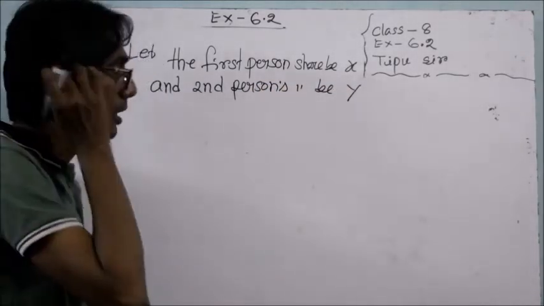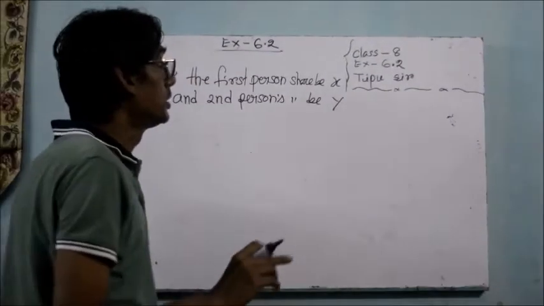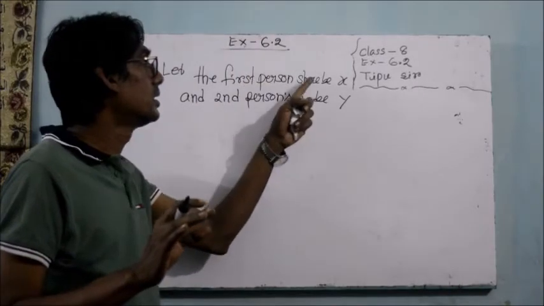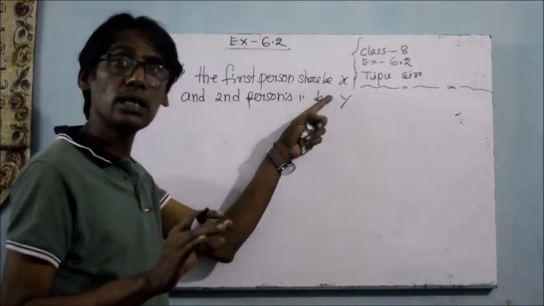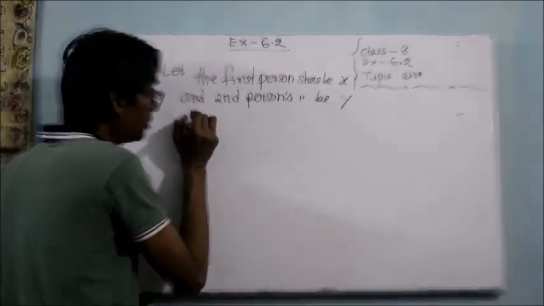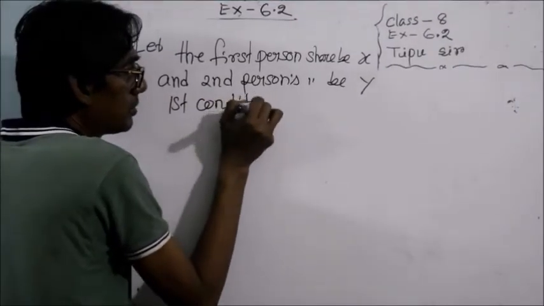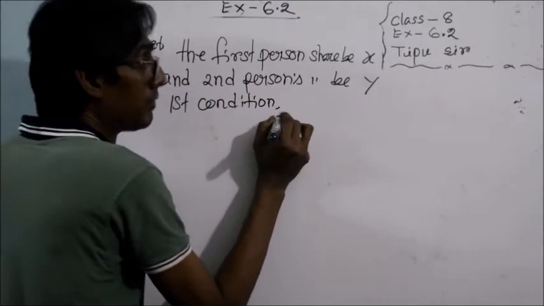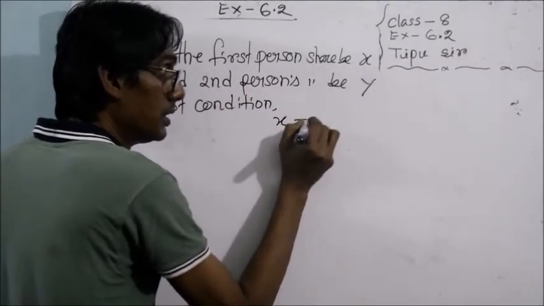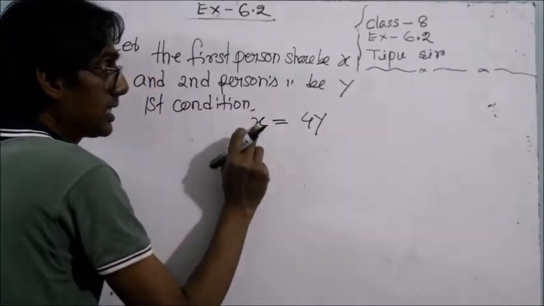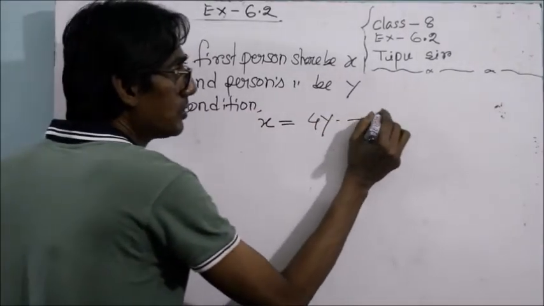Okay, now first condition: he divides the amount such that his amount is 4 times the second person's. According to the first condition, first person's share is 4 times the second person's. So x equal to 4y, that is one equation.